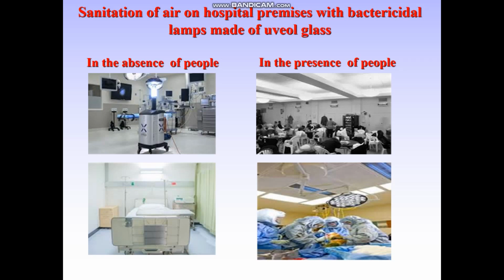Sanitation of air in the presence of people is the most effective way of sanitation because people seem to be the main source of bacterial contamination of air on hospital premises. The sanitation of air in the presence of people may be carried out with the use of shielded bactericidal lamps made of uviol glass with a power of no more than 1 watt per 1 cubic meter.